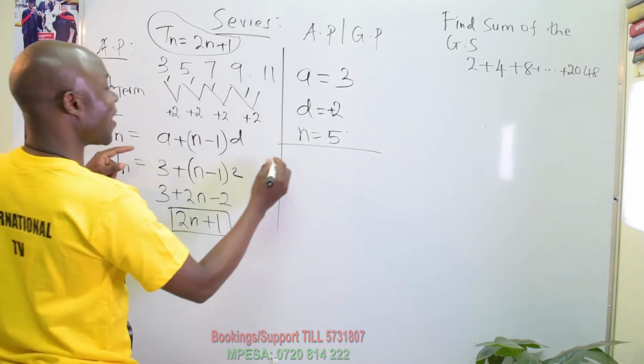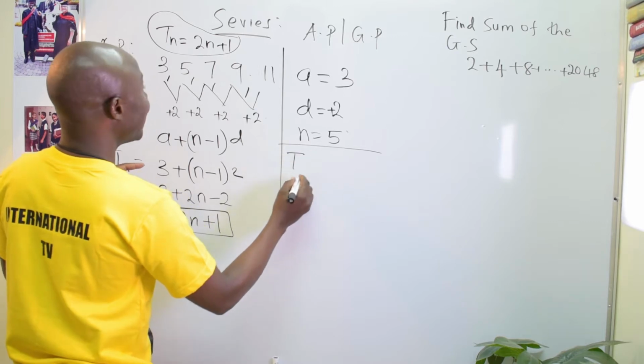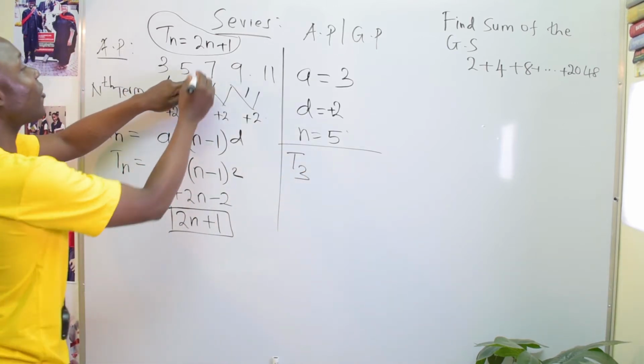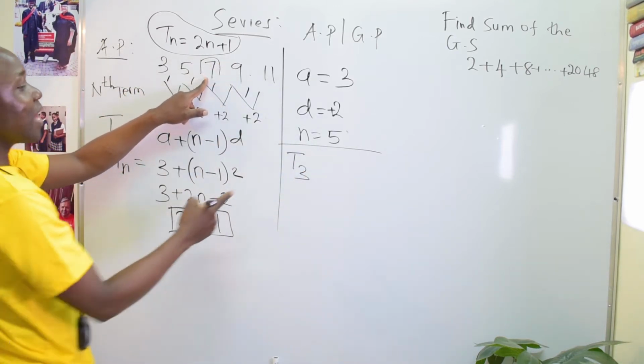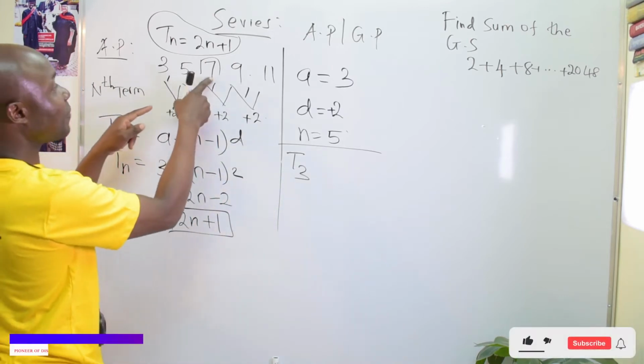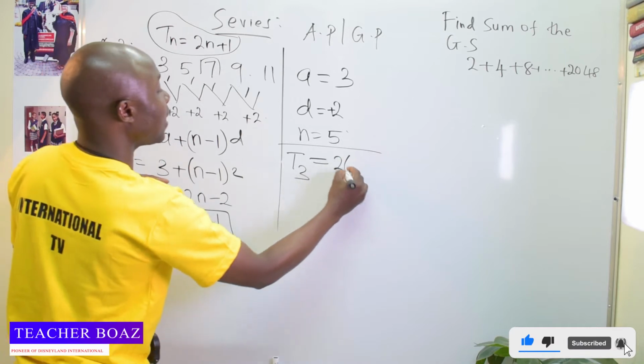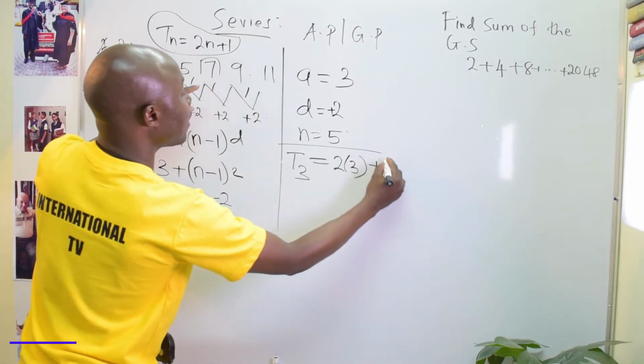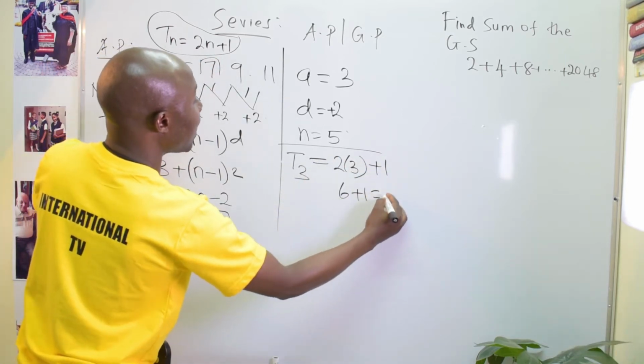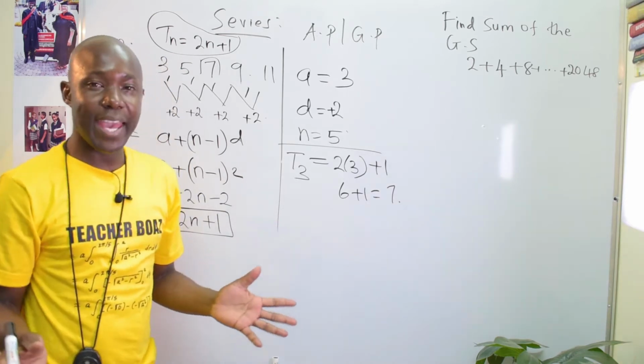Now, let me say you want to get the third term. Assume you did not know it is 7. You just say T3, and you go to the formula, twice N. If N is 3, then plus 1. So you get 6 plus 1 is 7. So you see how we get our nth term.